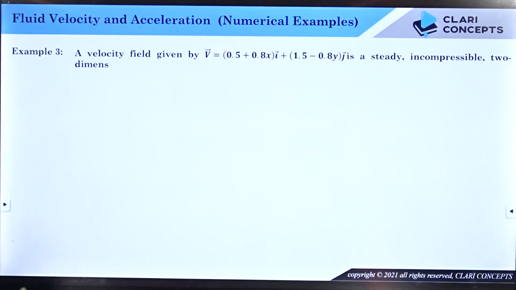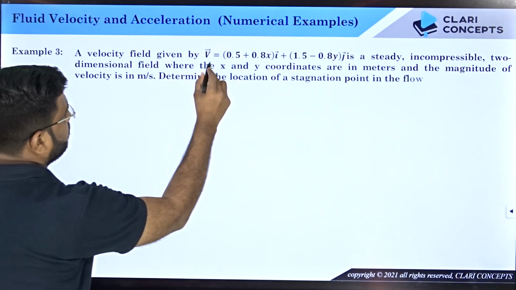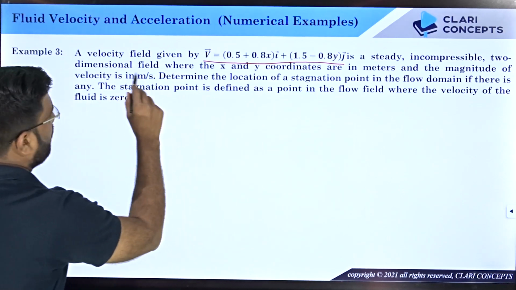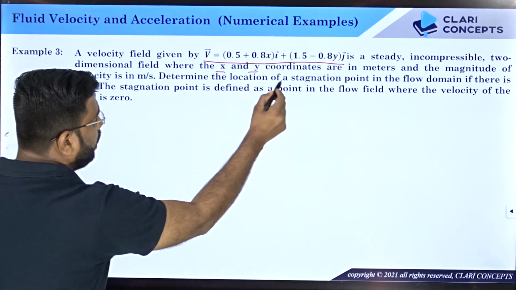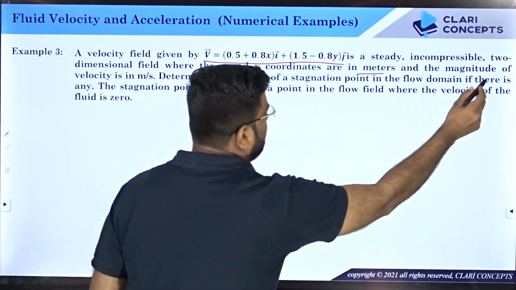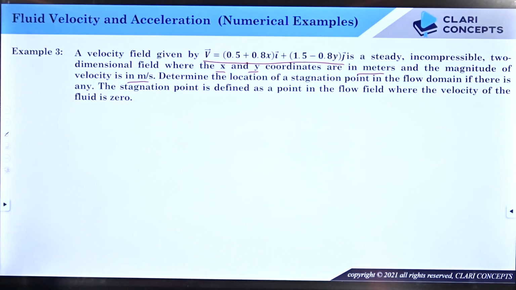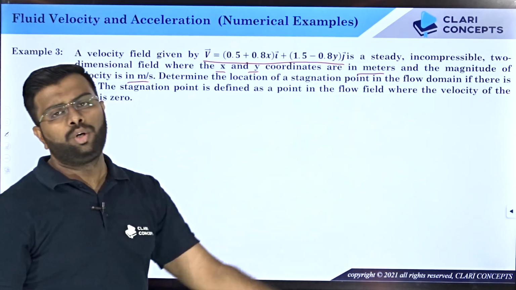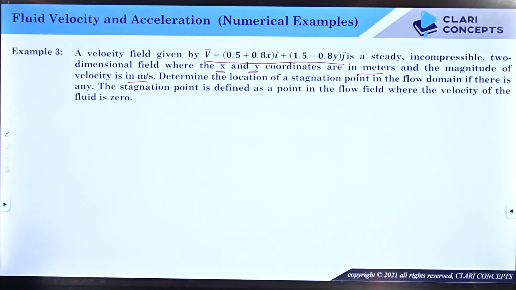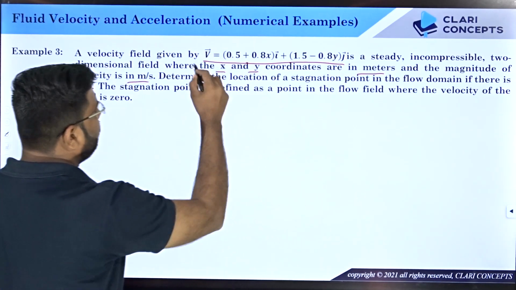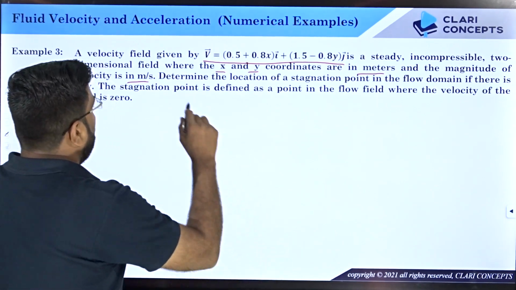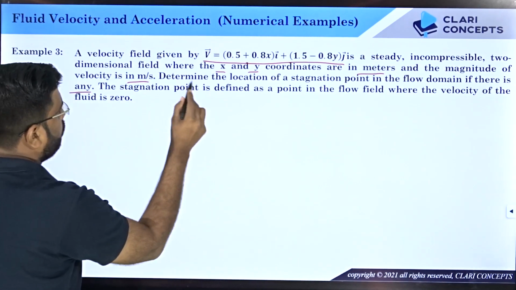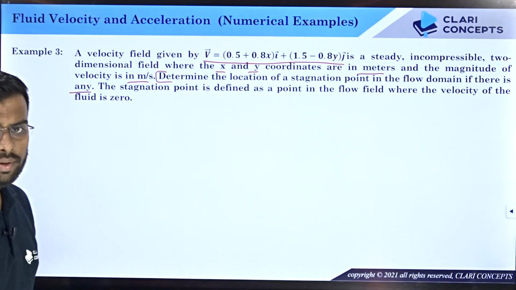So in example 3, what we have is, velocity field is given by this particular equation, which is a steady, incompressible and two-dimensional field, where x and y coordinates are in meters and the magnitude of the velocity is in meter per second, okay. Determine the location of a stagnation point in a flow domain if there is any. So they are asking us to determine the location of stagnation point.